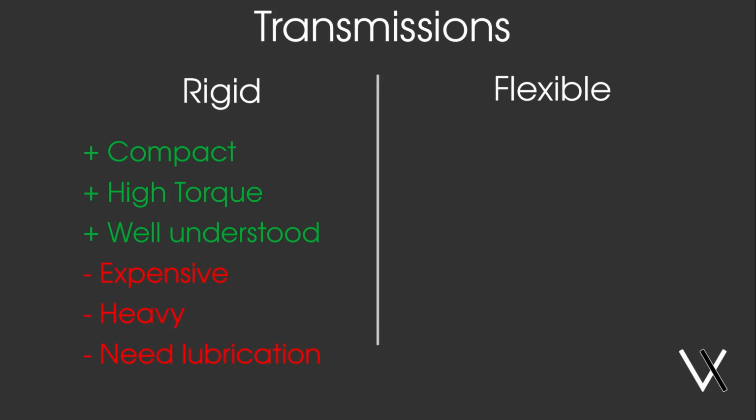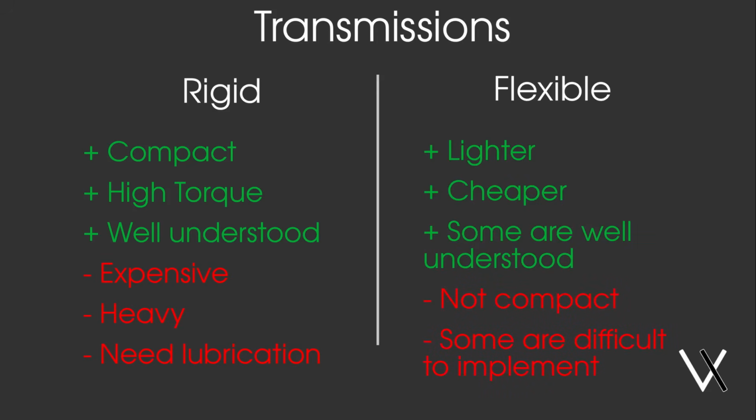Rigid transmissions are usually more compact and can transmit a lot of torque, but they also tend to be more expensive and heavier. They usually need to be lubricated, so they're sealed, but they're also quite well understood. In robots, these qualities make them well suited in locations that have high forces and require compactness.